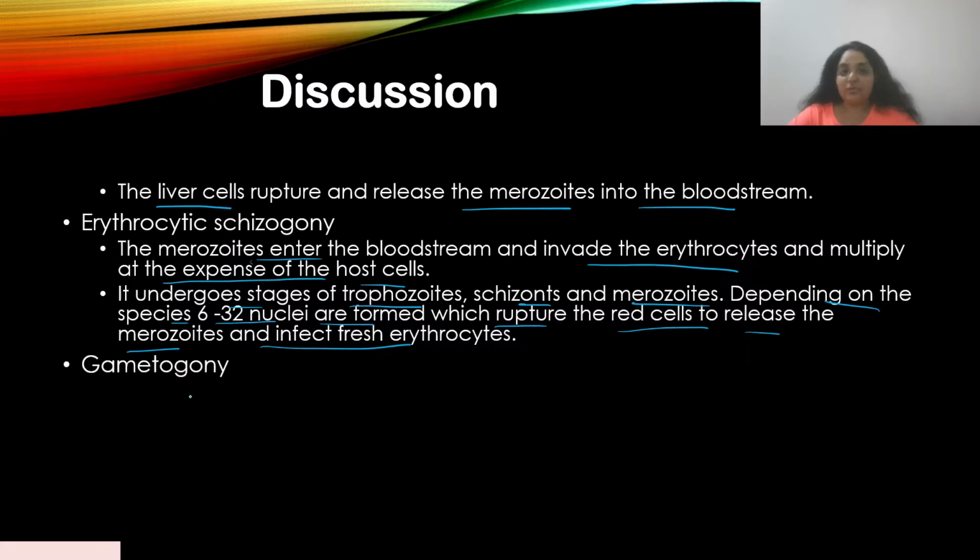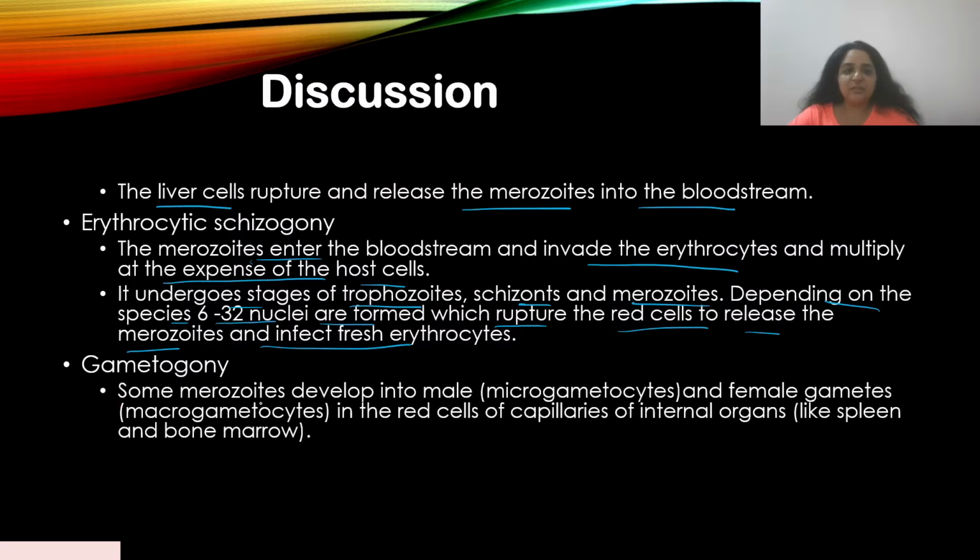Now gametogony. Now some merozoites develop into male. Now we saw that merozoites are infecting other RBCs, it's doing its job, but not all merozoites are focused on infecting other RBCs. So now what happens is some merozoites develop into male and female gametes. Sexual reproduction also has to take place for the Plasmodium to survive. So it needs gametes for that, correct? So it develops into male and female gametes.